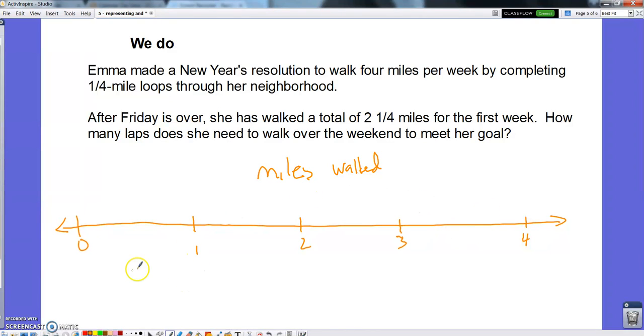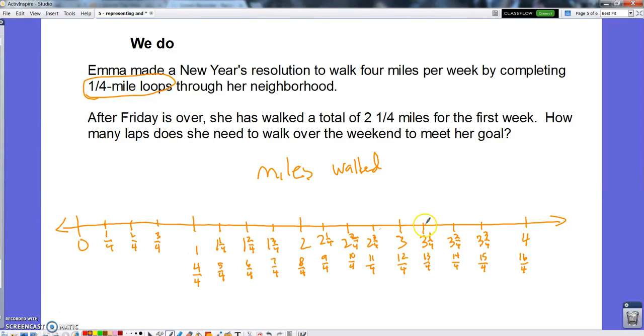And we want to go 4 miles, and she goes in 4th mile loops. So I need to partition my number line into fourths. 1/4, 2/4. I'm going to pause again and do this, and you can too. Just unpause after you've partitioned your number line out to the fourths. Alright, so there's my big old partitioned number line. I may highlight, just so it's easier to see them, there's 1 mile, 4/4. There's 2 miles, 8/4. There's 3 miles, 12/4. There's 4 miles, 16/4. Just so we see where my mile markers are.